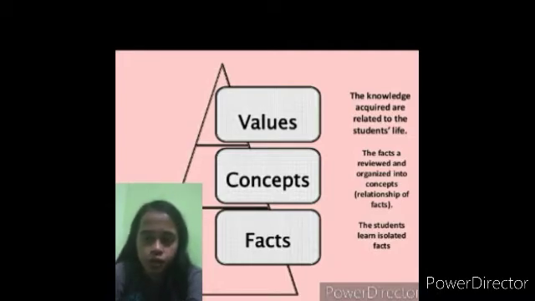Just for example, the story of The Little Prince meets the facts level: the students read the story. Then at the concept level, students must answer questions: what happens to the little prince? Why did he leave? How did the little prince tame the fox? And then the values, where the learners relate the lesson they derive from the story to a real-life situation.